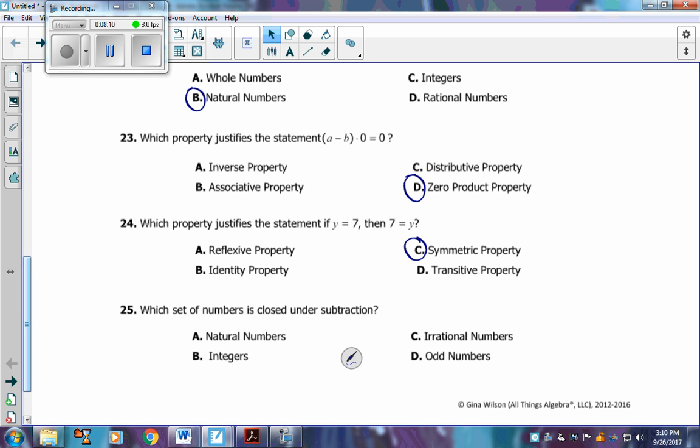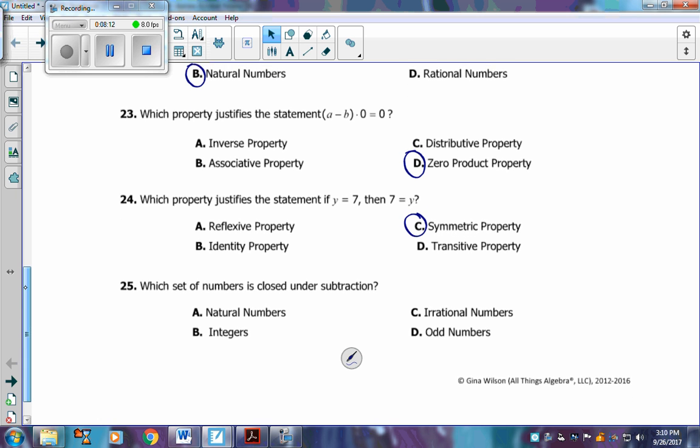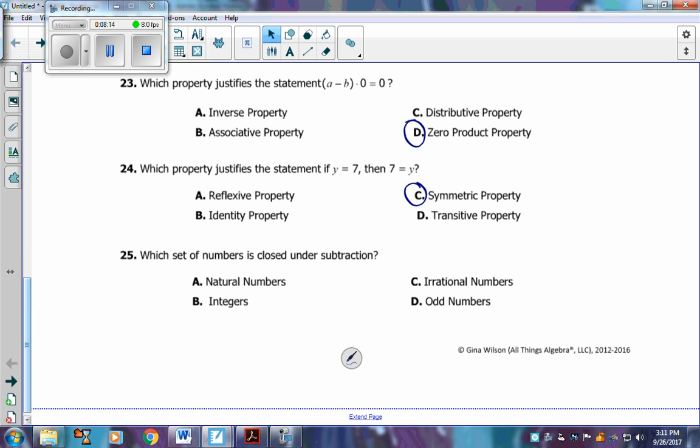And the last one, which set of numbers is closed under subtraction? That means if you subtract them, if you take a natural number, if I subtract 3 minus 2, I get 1. But 2 minus 3 is negative 1. That is not a natural number. So natural numbers are not closed under subtraction. Integers are the only ones of those 4 that are closed under subtraction.